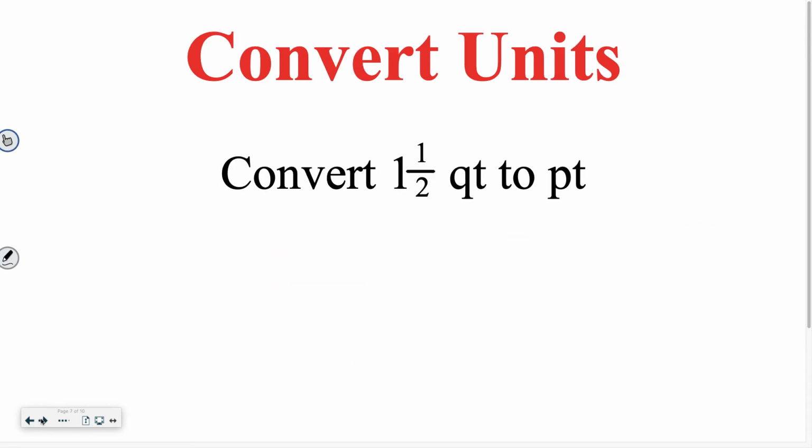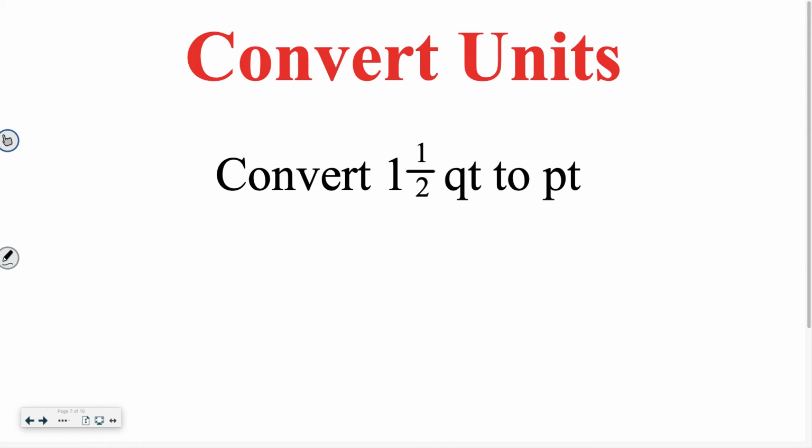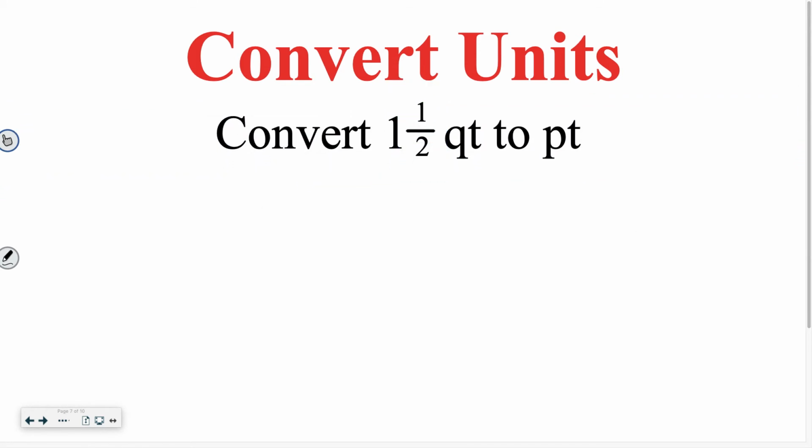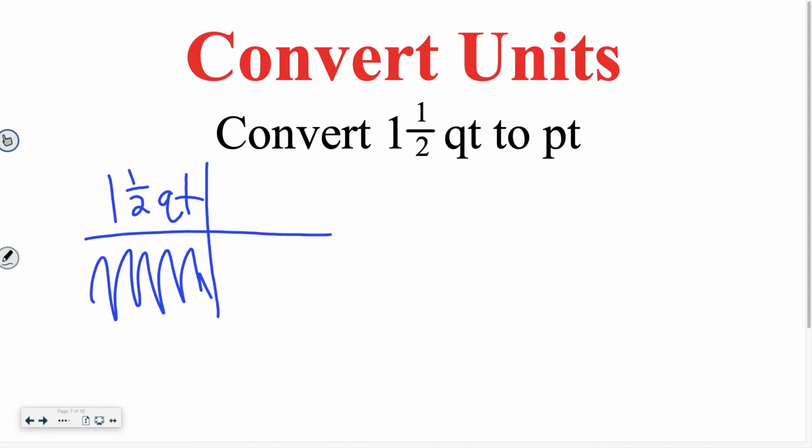All right, let's try converting 1.5 quarts to pints. Okay, so I have 1.5 quarts. Cross out that first one. If I have quarts on top, that means I want quarts on bottom. And then if I go back to that one table, I can see that 1 quart is the same as 2 pints. So 1 quart is 2 pints.